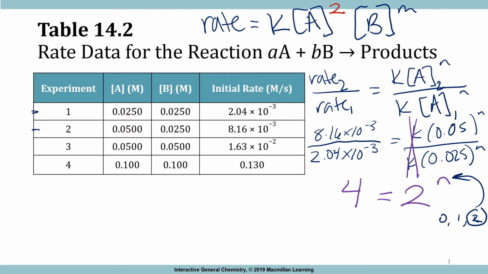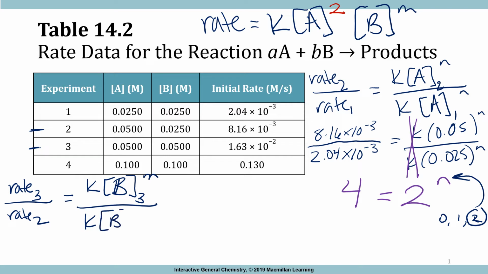Now let's do that same method for B. So A needs to be held constant while B is changing. So that's going to be experiments 2 and 3. So rate 3 divided by rate 2 is equal to K times the concentration of B in experiment 3 to the nth power, over K times B in experiment 2 to the nth power. So now let's plug everything in.